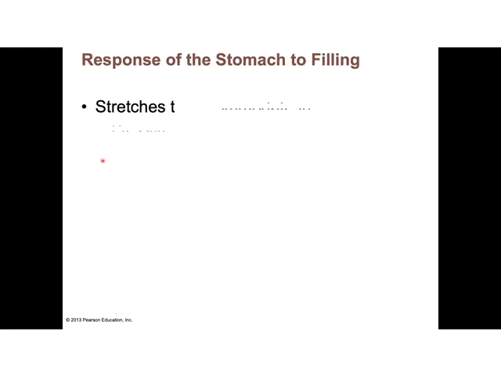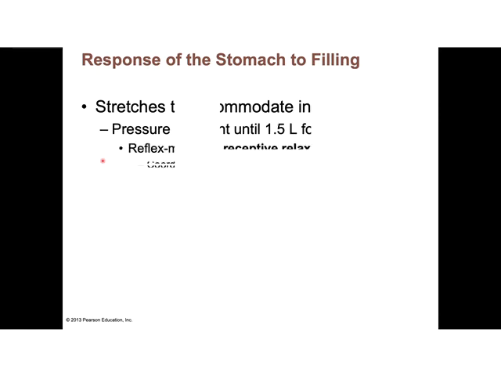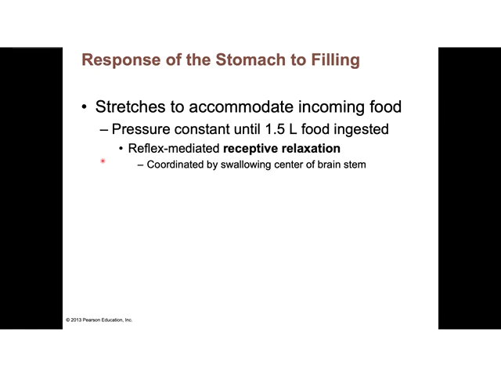So the stomach is going to stretch to accommodate the incoming food, and the pressure stays constant until you get about 1.5 liters in there, and then we have receptive relaxation. You go above 1.5 liters, and then you might end up with emesis, right? You can't keep stuffing food into the stomach too quickly, or else you're going to throw up, and that's to keep the stomach from rupturing, right? The swallowing center of the brainstem takes care of that.